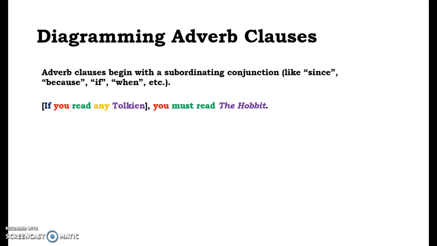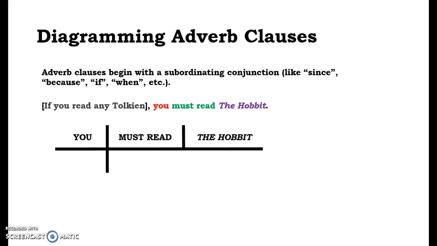Inside the dependent clause, read, verb, you, subject, if, that's our subordinating conjunction. We'll take a look at that in a minute. Tolkien, to go back, Tolkien as direct object and any as modifier. This is the rest of the sentence here. Must read, must is a modal verb attached to read. That's our main verb. And then you, subject, The Hobbit, direct object.